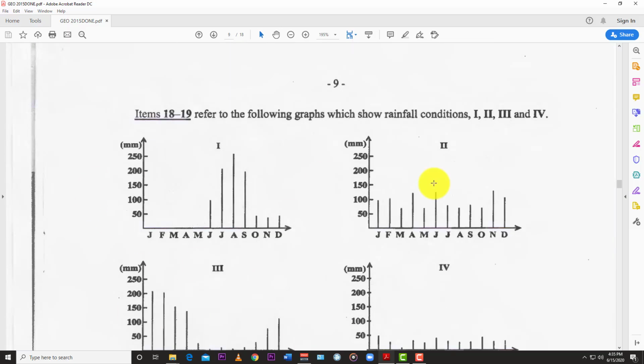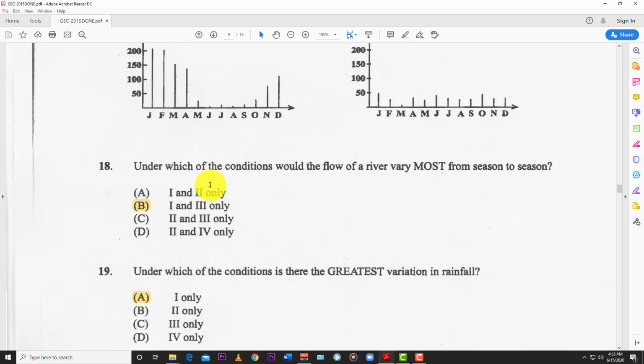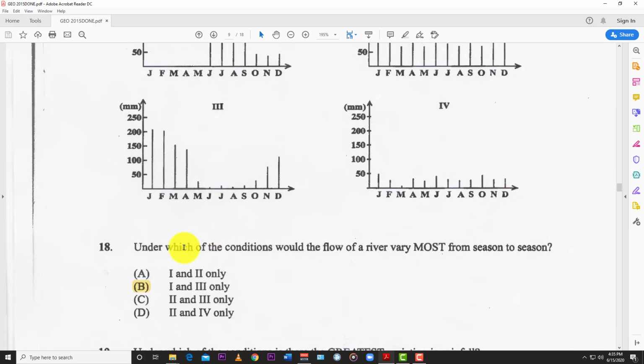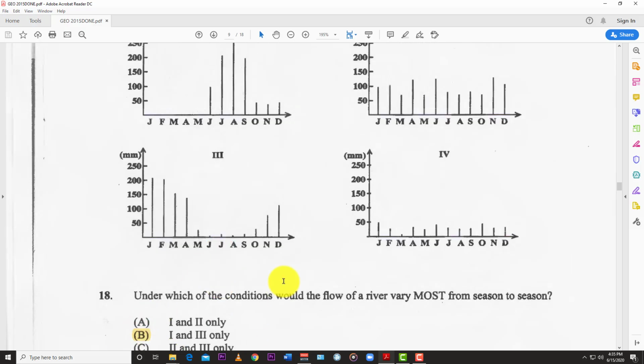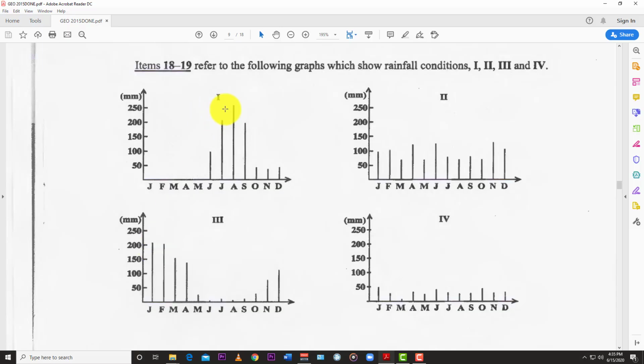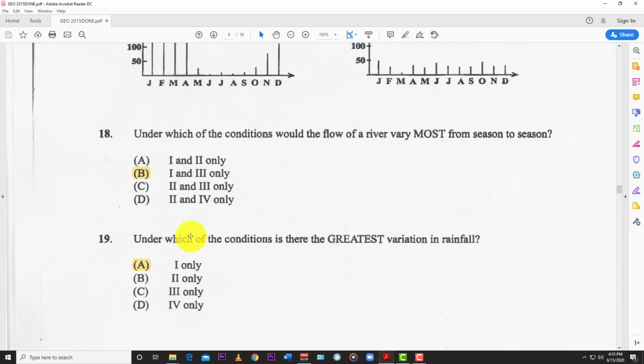Number 18 and 19 refers to these diagrams, our graph, which shows rainfall conditions 1, 2, 3, and 4. And so question 18 asks, under which conditions would the flow of a river vary mostly from season to season? And so the best answer here is B, 1 and 3. You see 1 and 3 because those are the most sporadic rainfall recorded. The others show a little more consistency, but these ones are just totally sporadic.